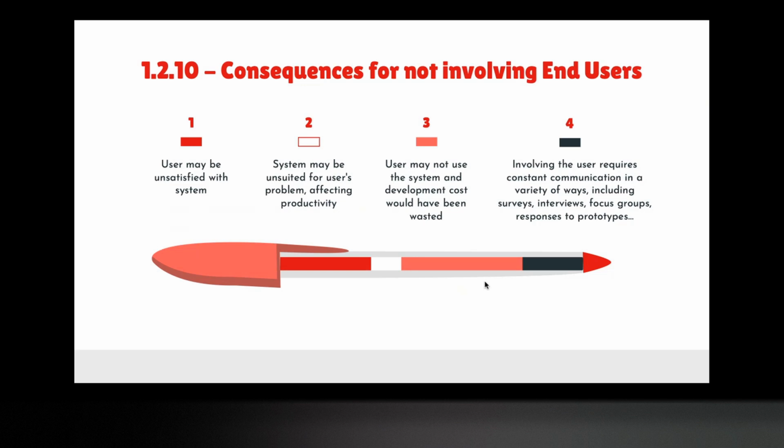There are three main consequences for not involving them. The first and the most obvious one is the user may not be satisfied with the system. The system may be unsuited for the user's problem and could affect their productivity. And the user may not use the system and development costs would have been wasted, so you have to do it again. Involving the user requires constant communication in a variety of ways, including surveys, interviews, focus groups, responses to prototypes, and a lot more documentation.